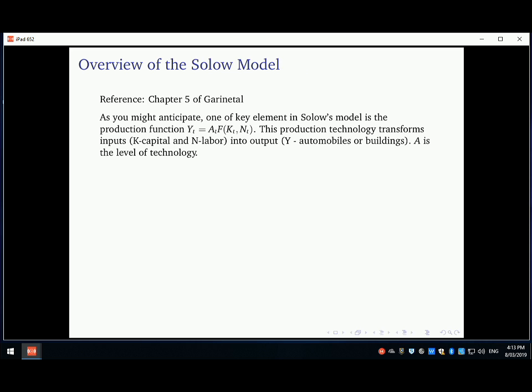So the production technology, we're going to define Y as output. Y is output. It might be automobiles, ice creams, buildings, computers, etc. That's Y, right? That is our Y. And then we're going to have inputs of production. So the production function essentially transforms inputs into output, right? It's just that. Inputs, we have capital and labor, right? These are our two inputs. And we have the level of technology A.